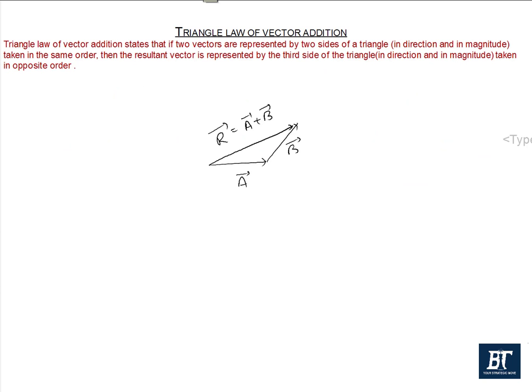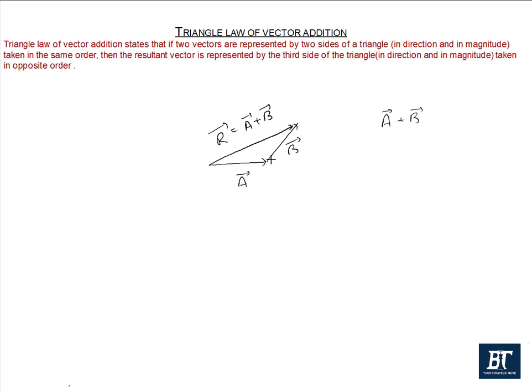Yes, so let us now learn the rules for vector addition, and the first law of vector addition is the triangle law of vector addition, according to which if two vectors are represented by two sides of a triangle taken in the same order, then the resultant of these two vectors will be represented by the third side of the triangle taken in the opposite order.